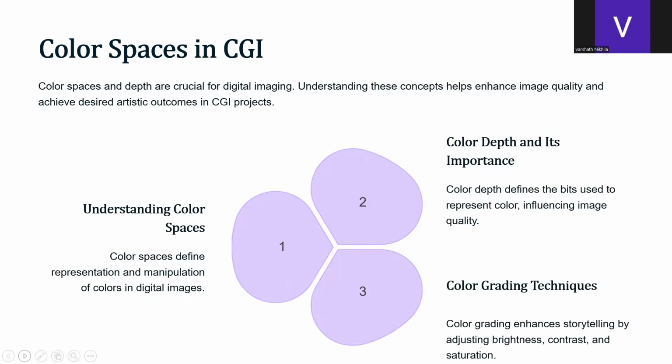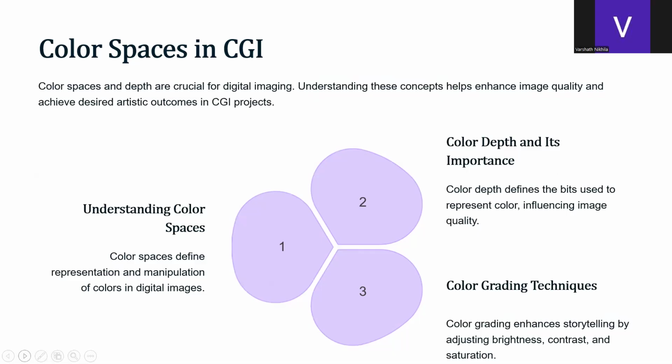Then color spaces in CGI. Color space defines how colors are represented and interpreted in a digital environment. Color spaces and depth are crucial for digital imaging. Understanding these concepts helps enhance image quality and achieve desired artistic outcomes in CGI projects. For example, sRGB is used for web, Adobe RGB is used in print, and ACES is common in cinema workflows.